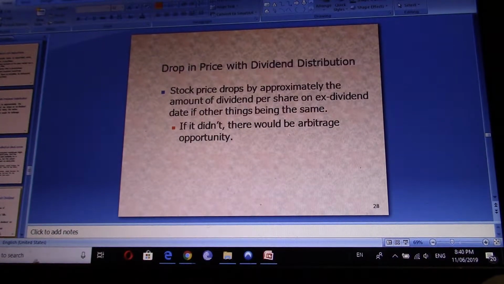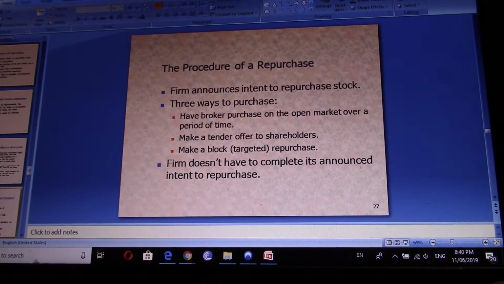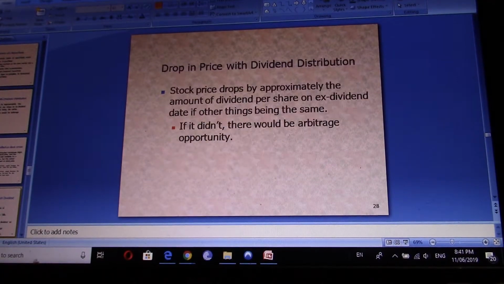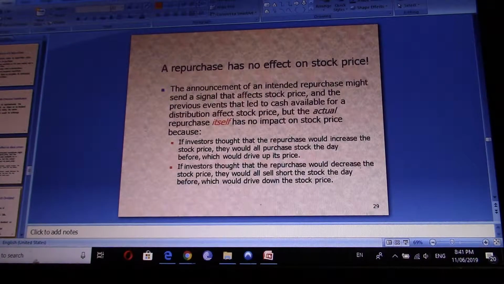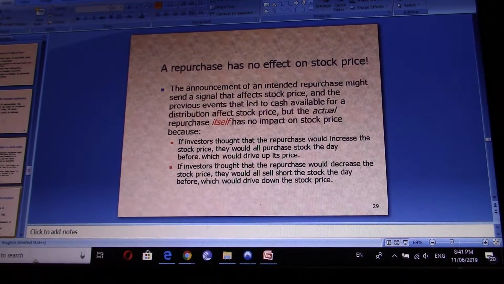But the stock price usually goes up after a share repurchase, just because the number of shares outstanding will be lower. But when a dividend is paid, there is a drop in the market price by the amount of the dividend. And it says here, a repurchase has no effect on the stock price. The price you observe is increasing because the number of shares is dropping, but the firm value is not changed.